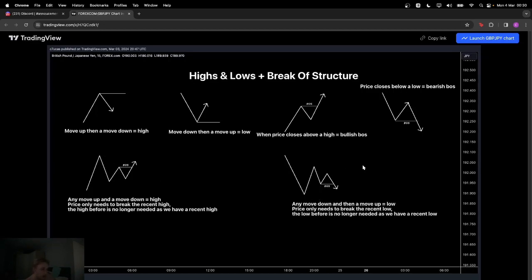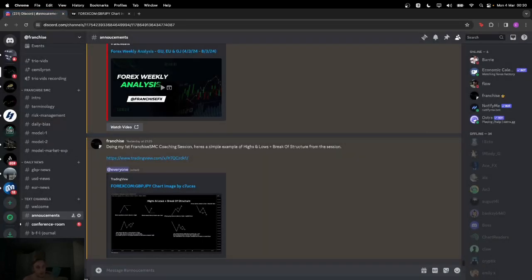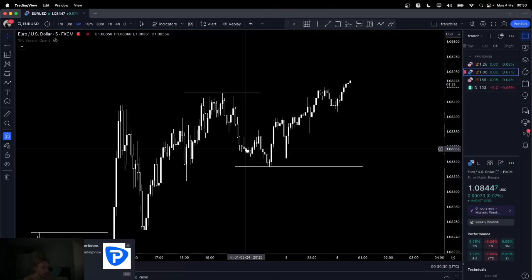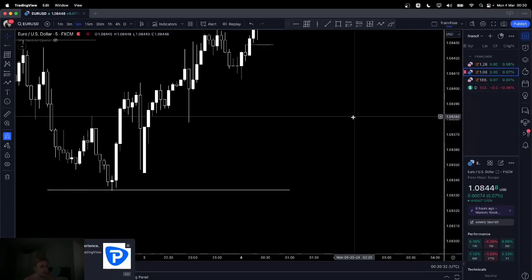Any move down, then a move up equals a low. As you can see, move down, move up, that's a low. And then we do it again, move down, and then move up, that's a low. The low before is no longer needed as we have a recent low. So hopefully that makes sense, because it's very, very simple.